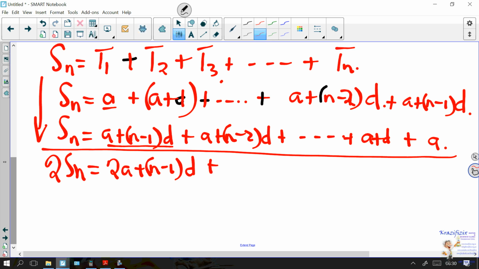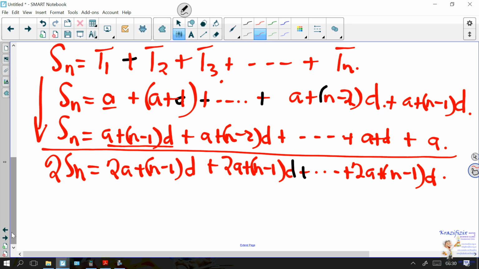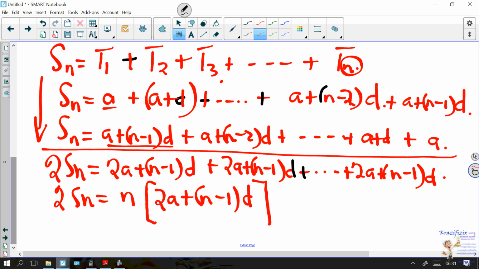If you add this as well, you are going to expand this here. When you expand, you are going to get 2A plus n minus 1 d plus 3 dots. All the terms in between are also going to give us the same value, 2A plus n minus 1 d, to the end. Now I have n number of terms. 2Sn, because there are n, in my example there were 4, so I said 4 times. But in this case, I'm dealing with n. So n multiplied by 2A plus n minus 1 d.